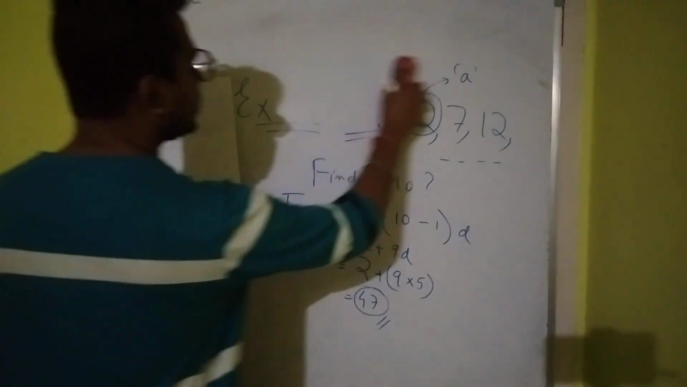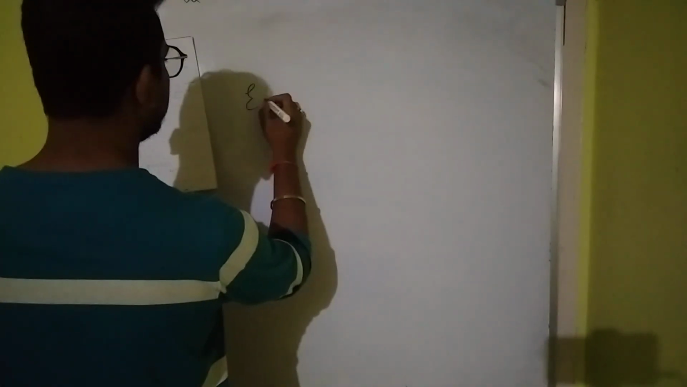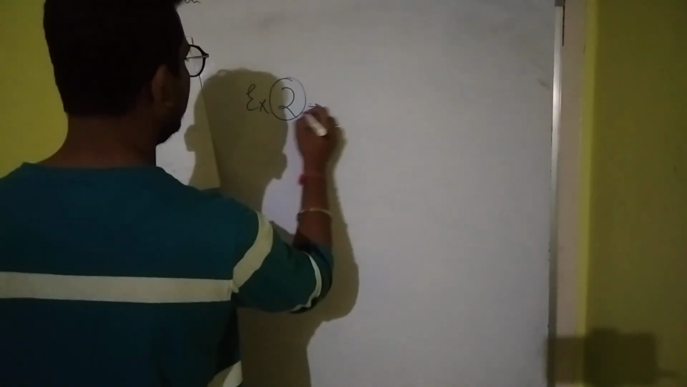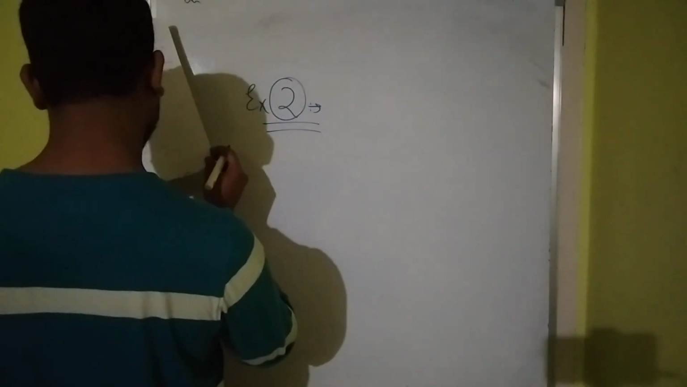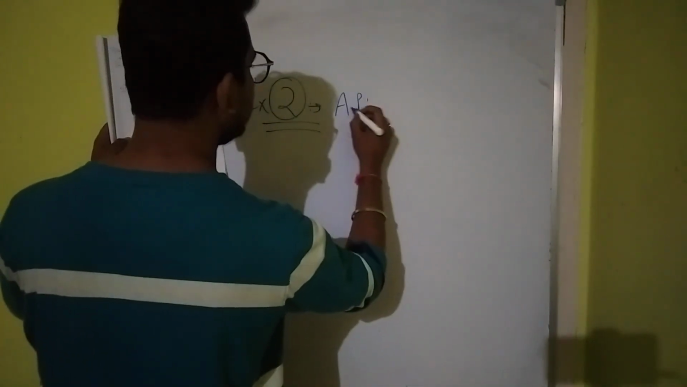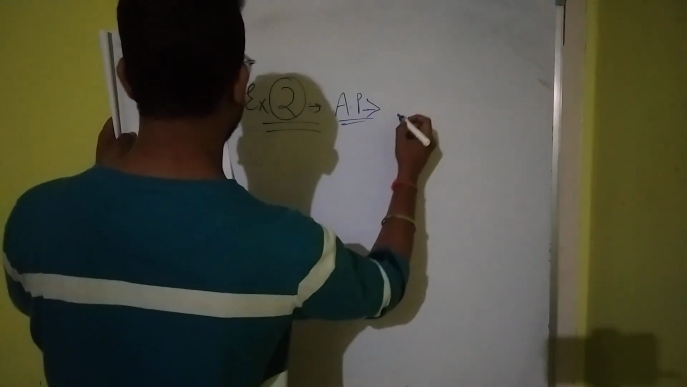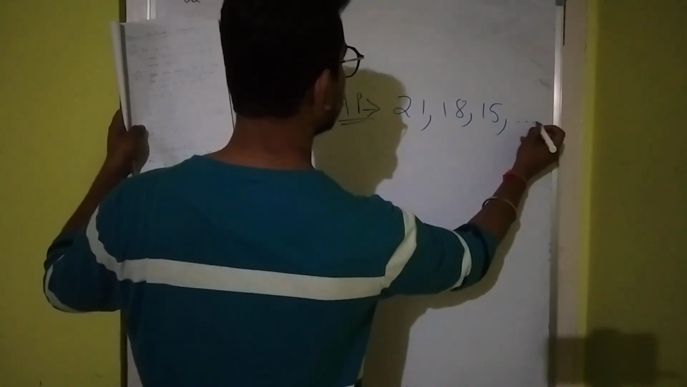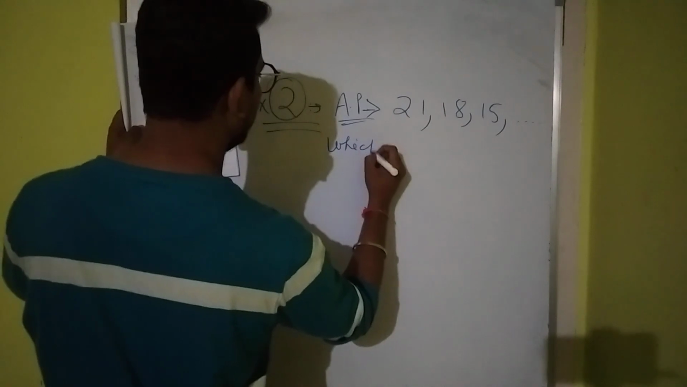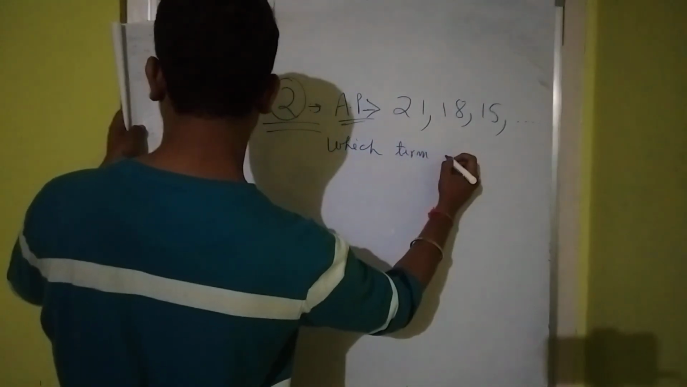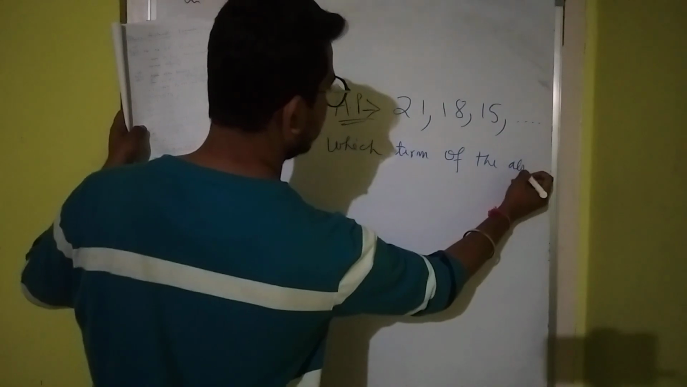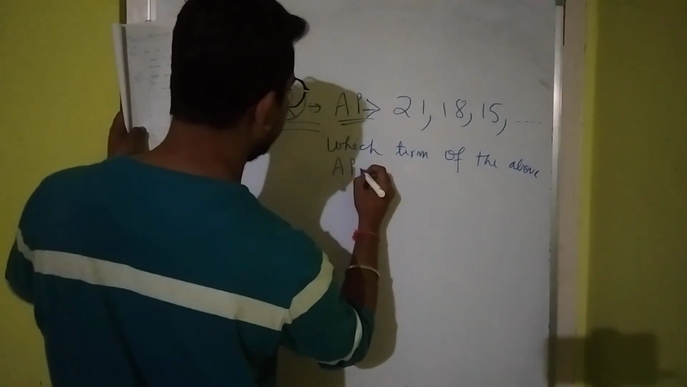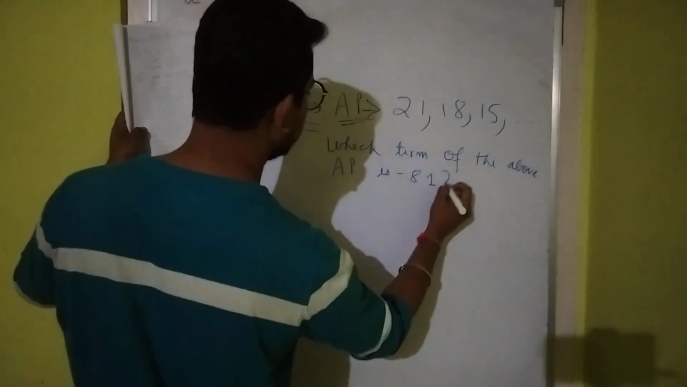चलो नेक्स्ट क्वेश्चन कर लेते हैं. That is example 2. So an AP is given, say 21, 18, third term is 15, and so on. Which term of the above AP is minus 81?